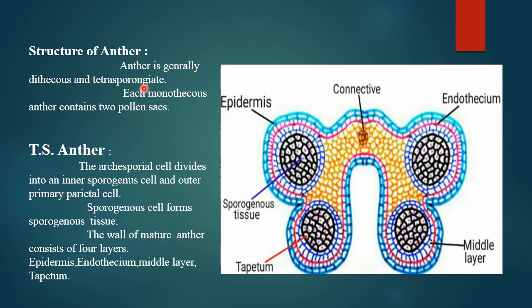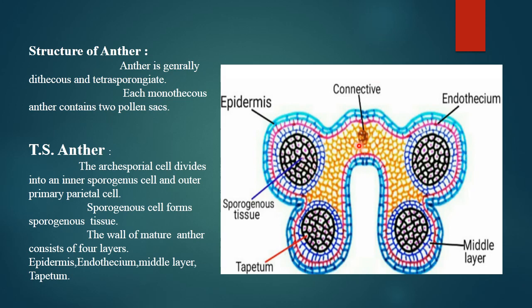Next point is the structure of the anther. The anther is generally dithecous and tetrasporangiate. Dithecous means the stamen, the male reproductive organ of a flower, is made up of two parts, the filament and the anther. Each monothecous anther contains two pollen sacs. In a dithecous anther, four pollen sacs are present. The anther lobes are fused together by the connective tissue. A differentiated anther has several highly specialized cells.